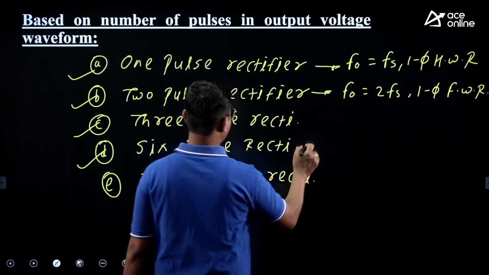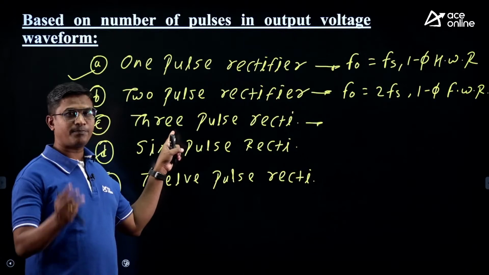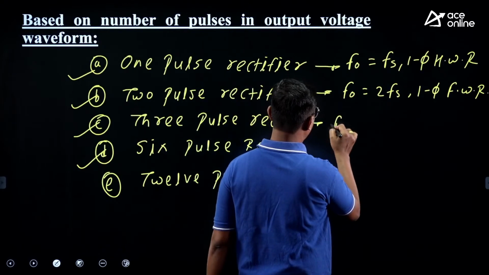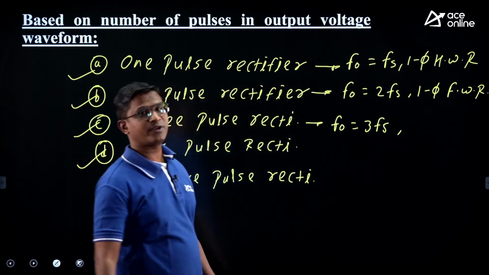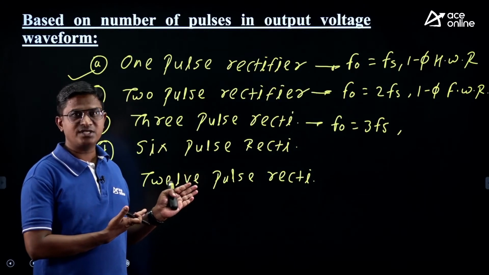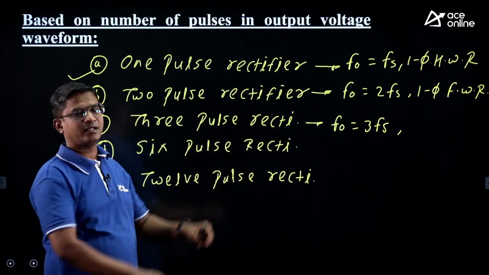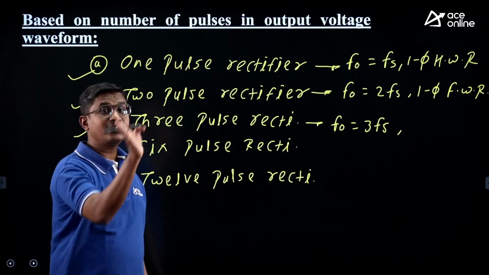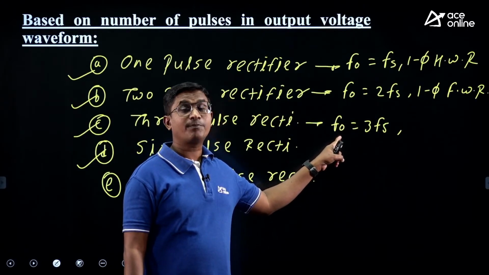Next, the three pulse rectifier. Corresponding to one input cycle, it gives 3 pulses in output, so it is known as a 3 pulse rectifier. The output ripple frequency is 3 times Fs. My expectation is that since this is a rectifier, an AC to DC converter, the output should be flat DC. But in the practical case, we do not get flat DC as output. My output is a pulsating DC, so it has a pulse frequency, also known as ripple frequency.